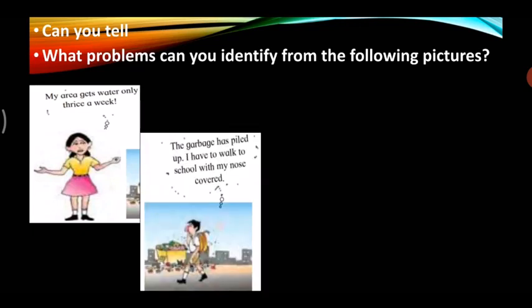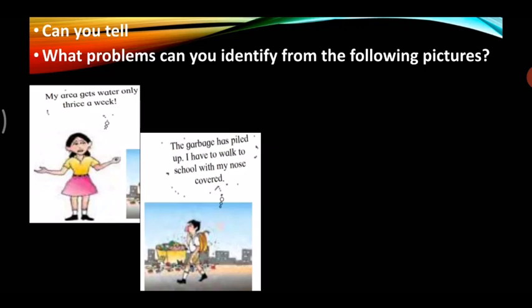Now, the next problem is the garbage has piled up. All the dirt has piled up. Now, what is the meaning of piled up? Piled up means a big heap. I have to walk to school with my nose covered. That boy is saying, I have to walk to school with my nose covered. So, this poor boy has to go with his nose covered, and all the dirty smell is coming.